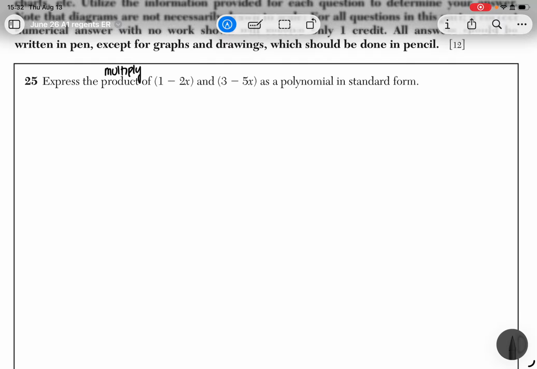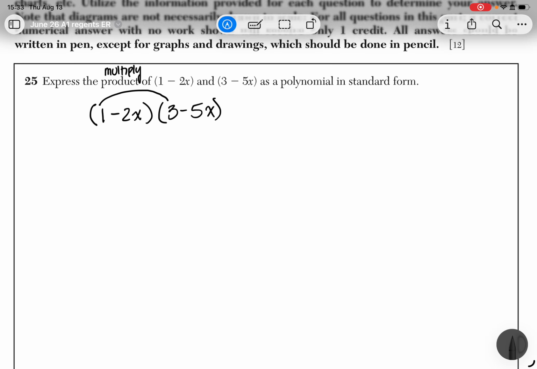I'm going to show two separate strategies of doing this. The first would be the FOIL method. So first, outer, inner, last. And then the second would be the area model or box method, for those who might need something a little bit more visual. Whenever we have two sets of parentheses next to each other, that automatically means multiplication.